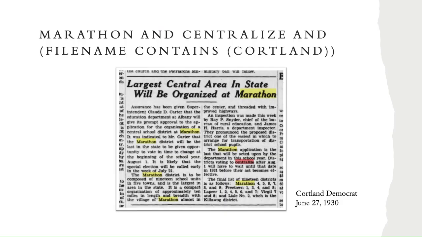So I tried a different search this time, Marathon and centralize and file name contains Cortland. And even though this kind of search could potentially be too broad, I was actually able to pull up a very good result for this article that the largest central area in the state will be organized at Marathon, with a lot of good detailed information.